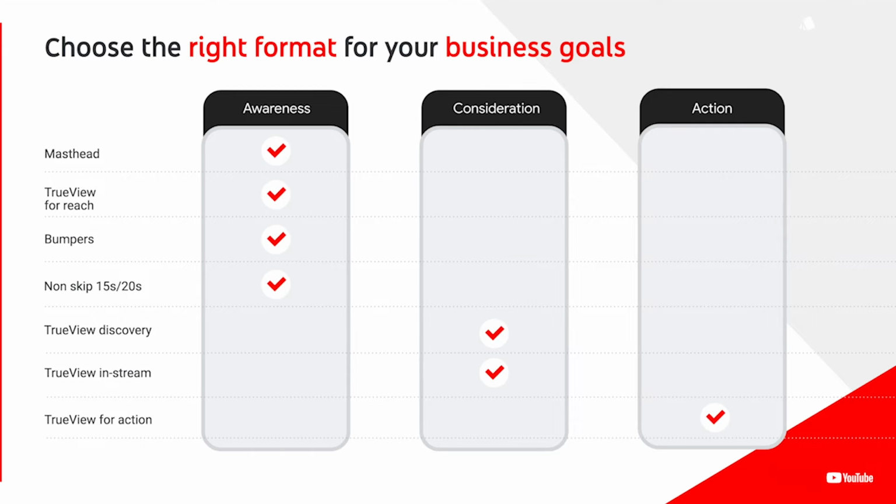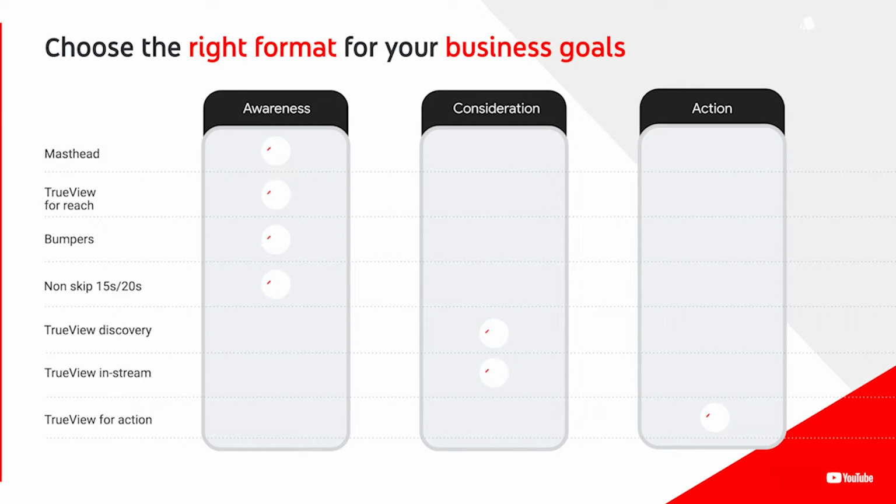So as you can see here, we have for awareness, consideration, or action type of campaigns, the different formats that you can use. So for example, if you're going to focus purely only on awareness, we have the TrueView for Reach campaigns or the bumper campaigns that you can use. And these campaigns are actually purely made for awareness to make sure that you reach a lot of people and make sure that at least your message is being spread along the way.